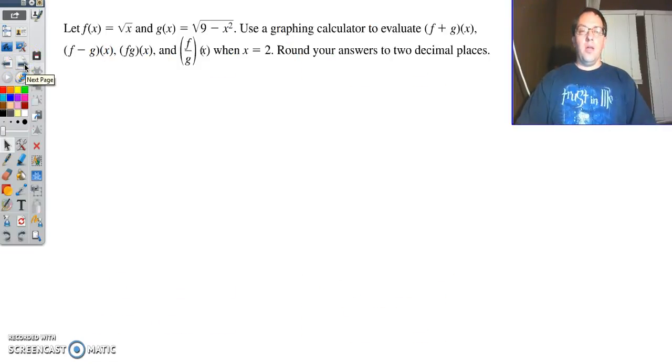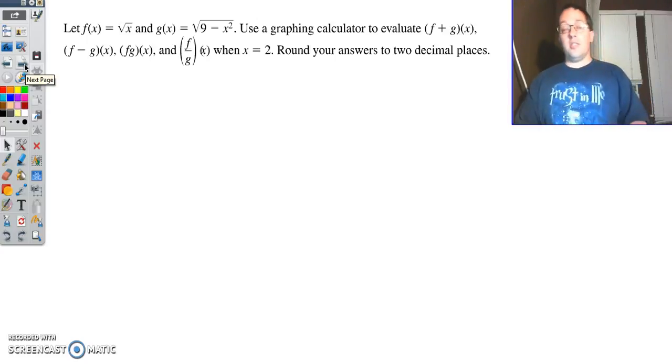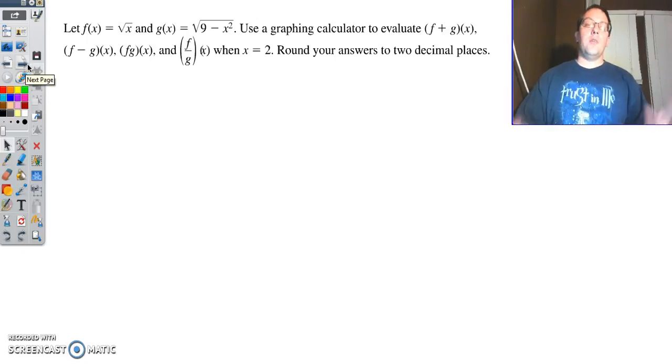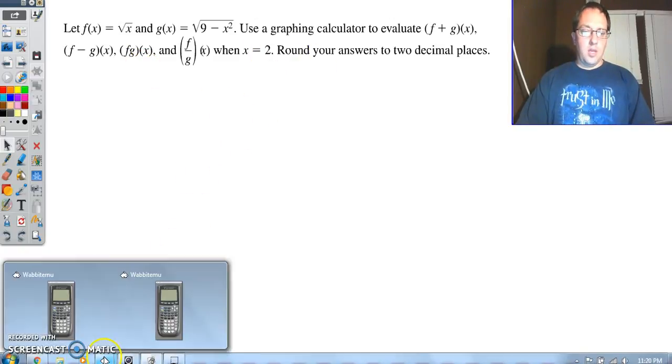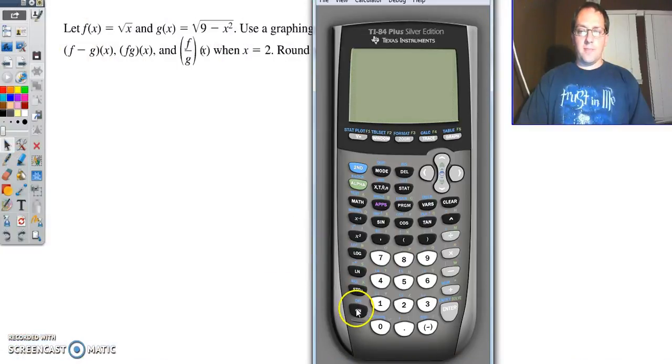All right. Now, let's take a look at this. Here, it looks like it's the same thing, right? But this is a shortcut. It's like, yay, shortcuts. Calculator's going to do all the work for me. So we have f of x is the square root of x. g of x is the square root of 9 minus x squared. And we're going to solve all of these operations in the calculator for x equals 2.